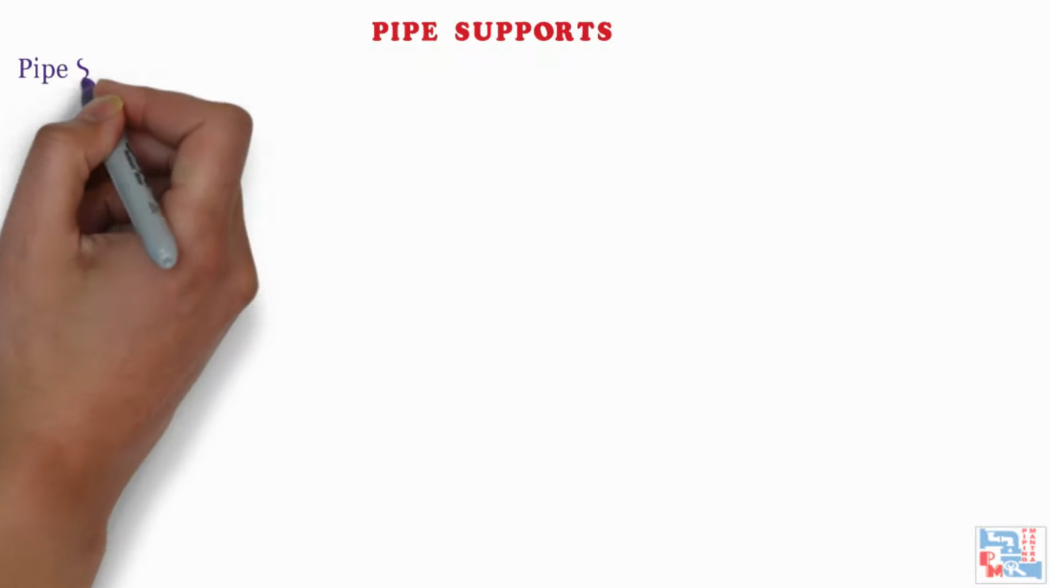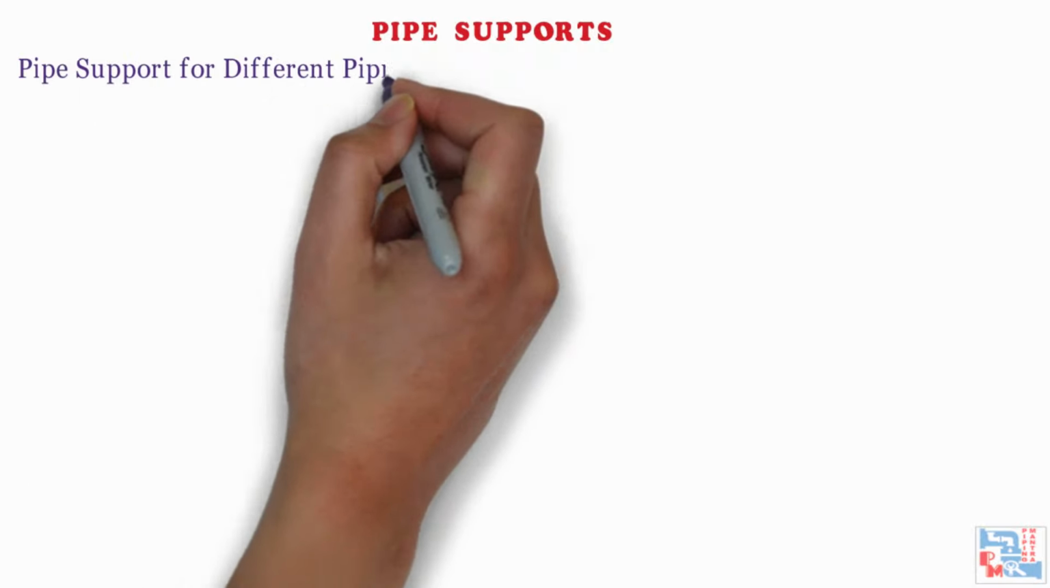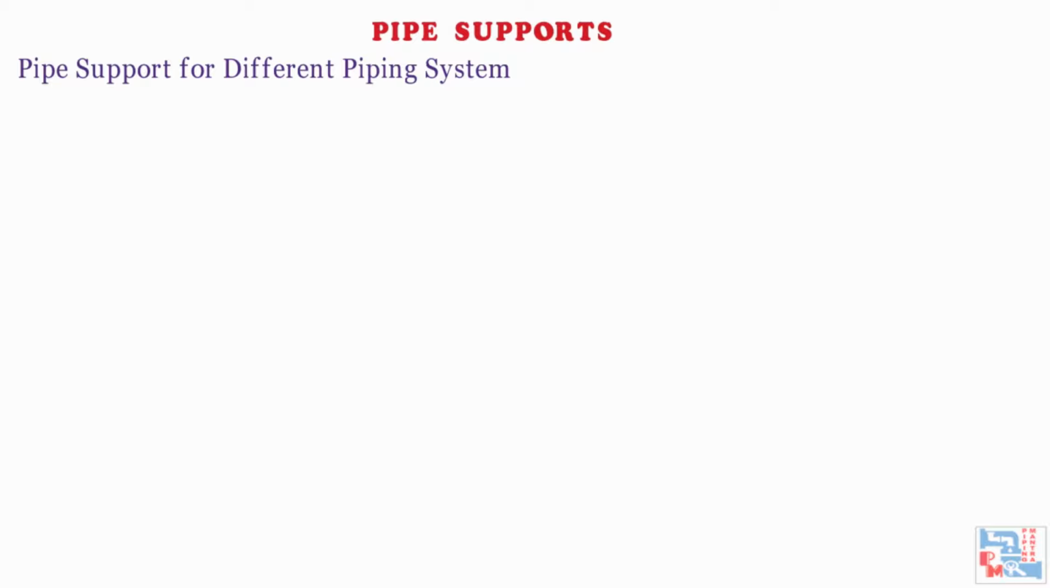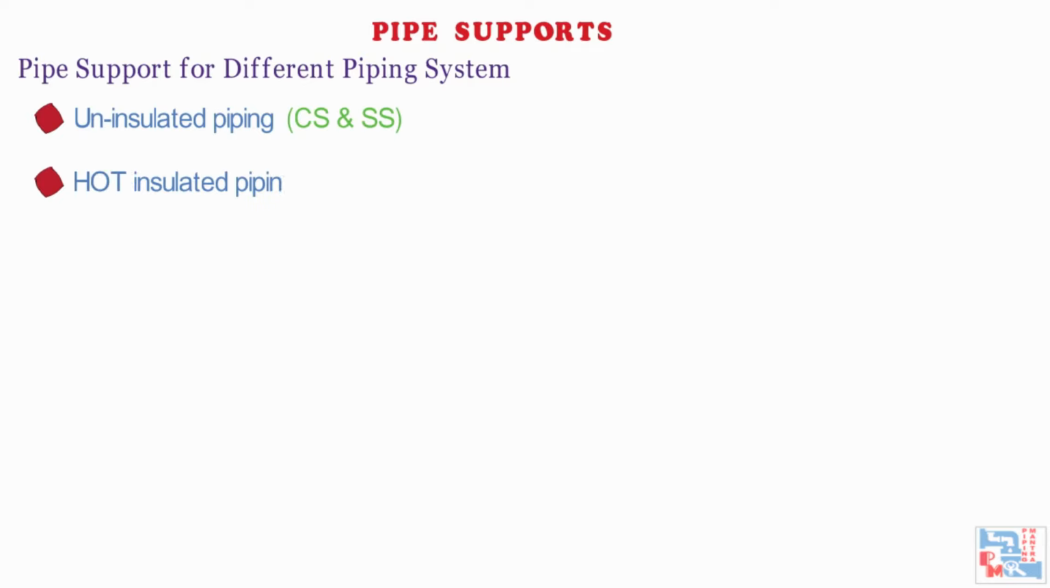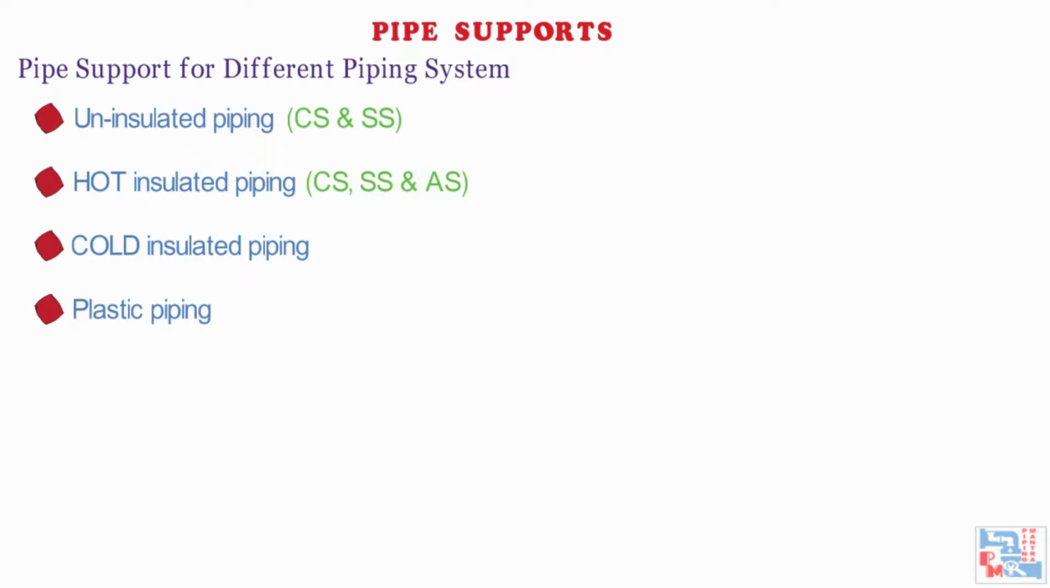Last topic of this video is pipe supports and their general considerations for different piping systems. The construction features of various types of pipe support described in the earlier sections vary depending on the type of piping system where the support is intended to be used. First is un- or non-insulated piping of carbon steel and stainless steel. Second is hot insulated piping of carbon steel, stainless steel, and alloy steel. Third is cold insulated piping, and last is plastic piping. Let's discuss these one by one.